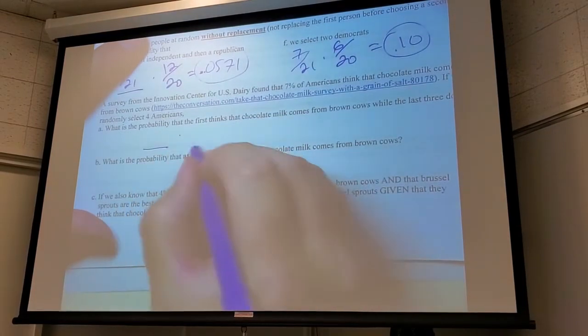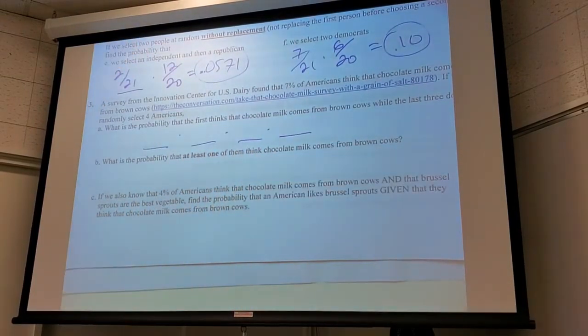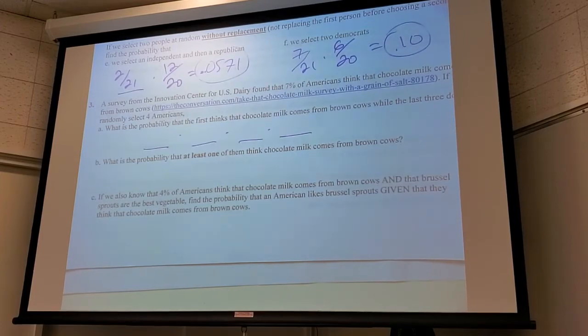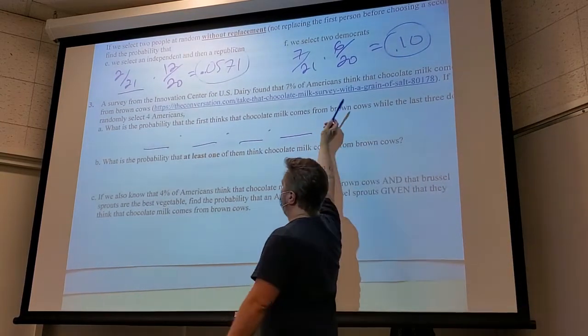How big is my population? Too big. The population in this case is the number of Americans, which I actually agree with you, there's kind of a population problem, but anyway. So the first one thinks that chocolate milk comes from brown cows, and the last 3 do not. So what number do I put in that first spot? 0.07. Yes. That first person, there's a 7% chance that they think this. So that's what I put for the first spot, 0.07.